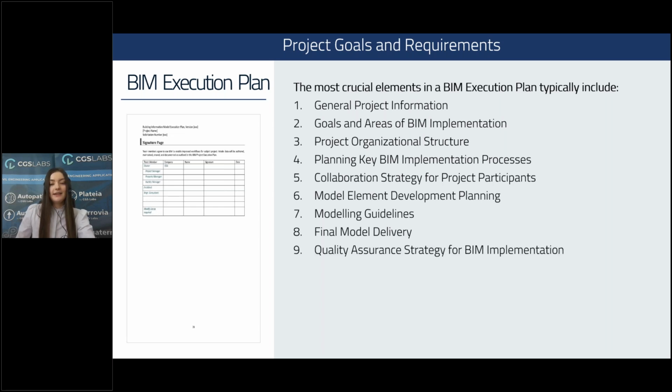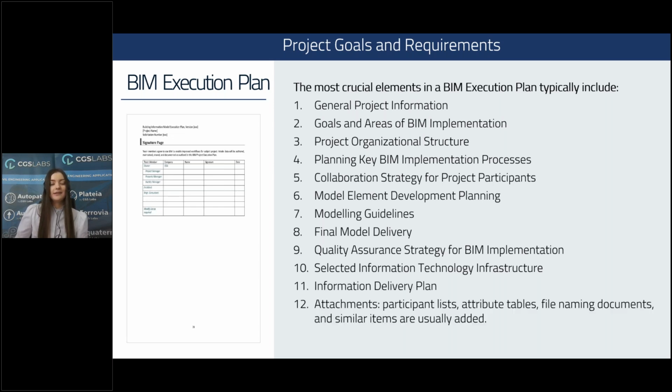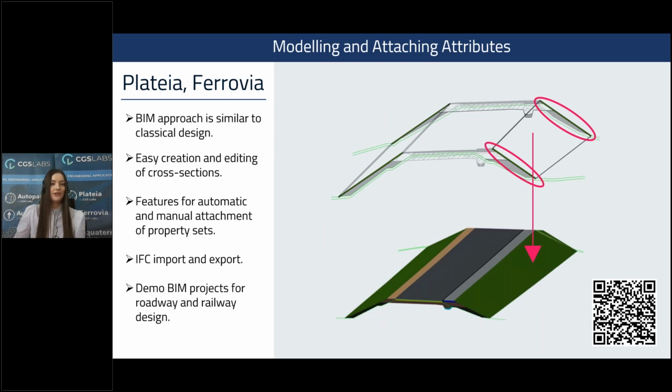Then quantity and assurance strategy for BIM implementation. So this part outlines the types of models, quantity checks, who will perform collision checks, and what the report structure should be. Then selected information technology infrastructures. A table provides a list of the software used by each company in implementing BIM, then information delivery plan, and also some other attachments, for example, participant lists, attributes tables, file naming convention, and others.